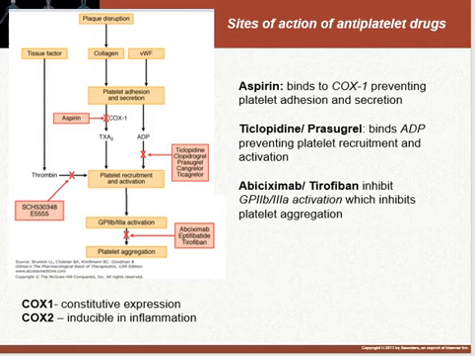Ticlopidine, prasugrel, these are ADP receptor antagonists. If ADP doesn't bind to its receptor, you get a dramatic reduction in platelet recruitment and activation. This is actually why we co-administer these drugs. We've probably talked about aspirin and ticlopidine or clopidogrel in the STEMI cases and the myocardial infarct curriculum. This is, I would say, rare for two such closely related drugs to be co-administered, but they seem to work well together.